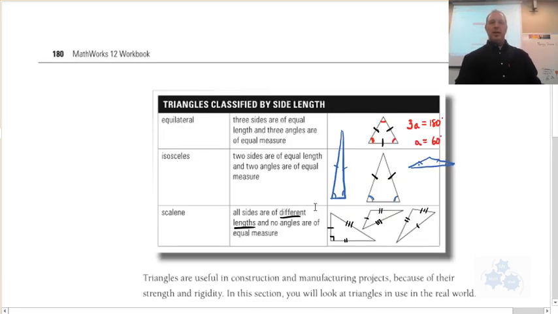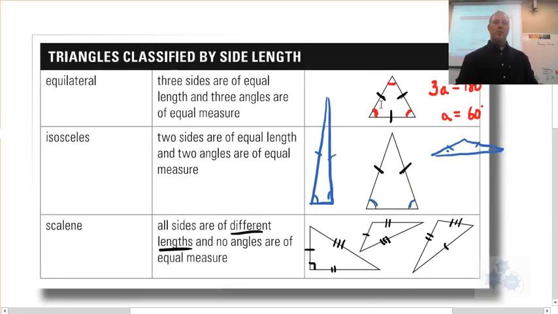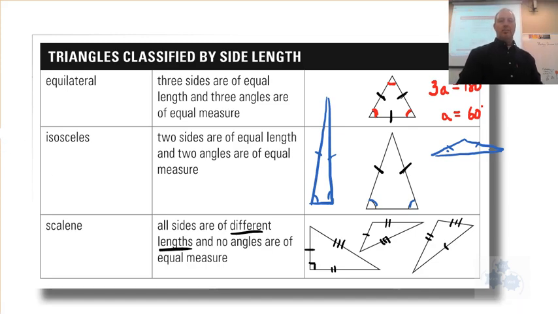Also, classifying with relation to side length is important. You need to know how to do that as well. If you have a triangle that has all three sides the same, that's an equilateral. Remember, lateral means sides, and equi is from the root for equal. Isosceles has two identical sides. Scalene: all three sides are of different length. So that's also very important that you know about that.